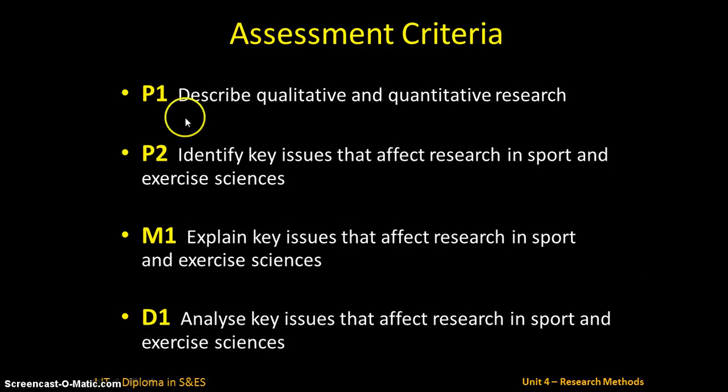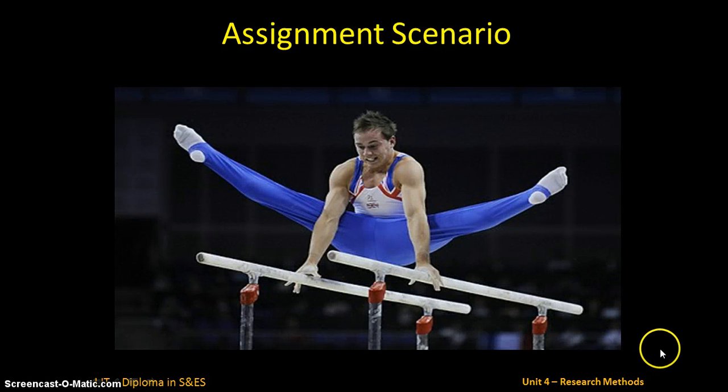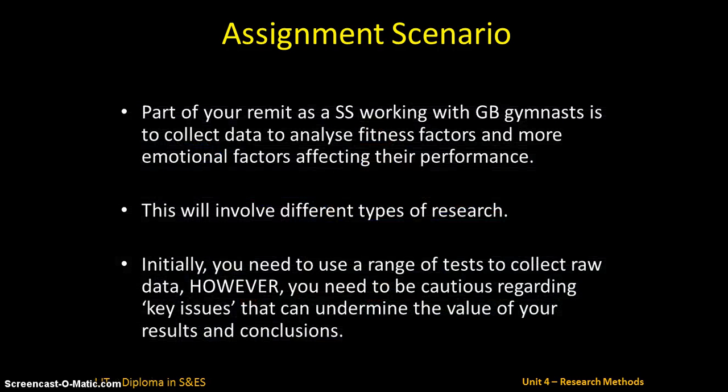Here are the assignment criteria. It's kind of divided like this. So P1 is the task 1, P2, M1, D1 are all about those 4 key issues that we need to look at. And the scenario is based around the British gymnastics team, female performers actually, rather than the male in that image there. And you need to basically do some research on these performers, on these gymnasts, and present your findings. But you've got to be cautious about these issues whilst doing that, and that will all make sense.